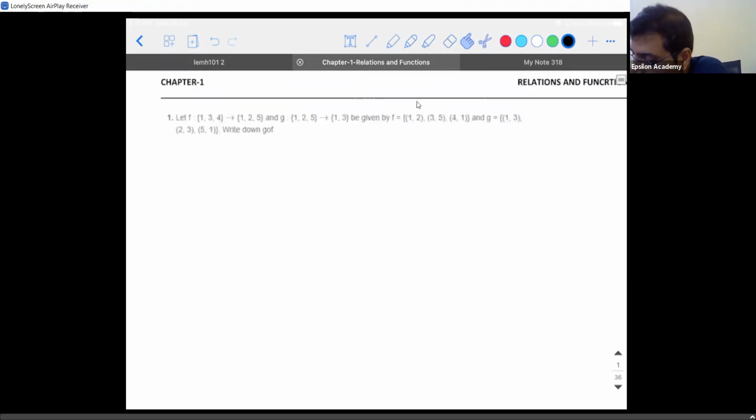So how to do the first one? Those who have solved can answer it. There is a function f mapped from {1, 3, 4} to {1, 2, 5}, and there is a function g mapped from {1, 2, 5} to {1, 3}. Given that f is equal to {(1, 2), (3, 5), (4, 1)}, and g is equal to {(1, 3), (2, 3), (5, 1)}, write g circle f. So how to write it?